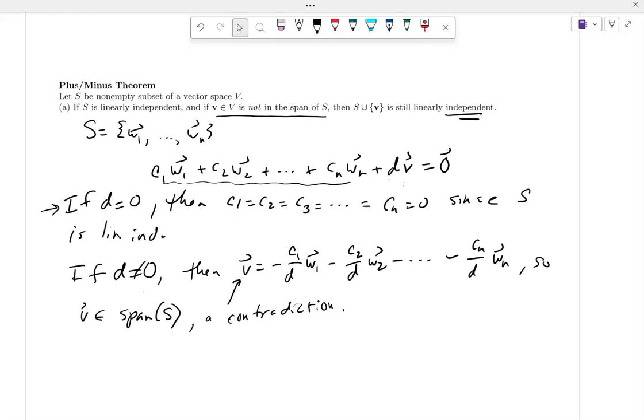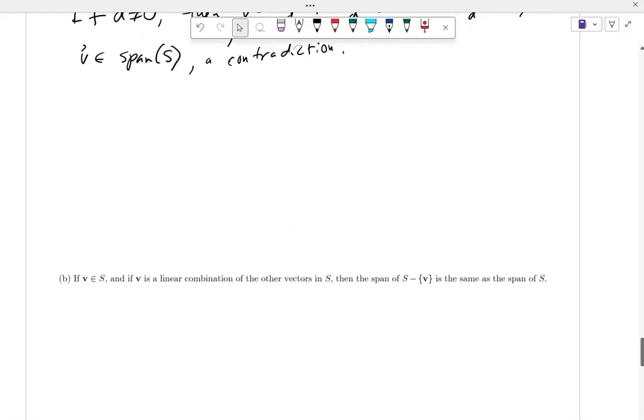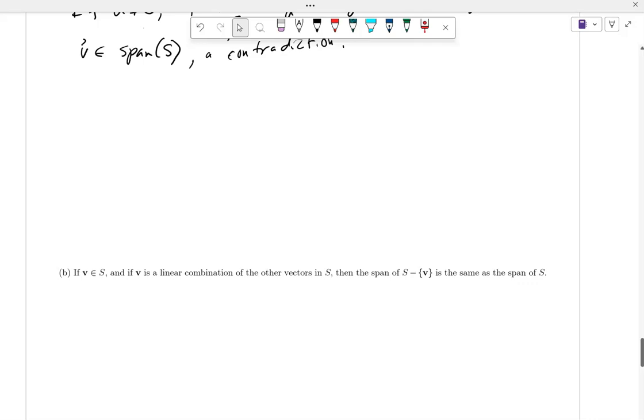What's the minus part? The minus part is part B here. If V is in my set S, and I can write V as a linear combination, then do I need it? No, I don't need it anymore, right? So if I throw it out, that's what S minus the set V is, that's set difference. It means throw the element out, if you're not familiar with the notation. This just says take your set S and take out the vector V.